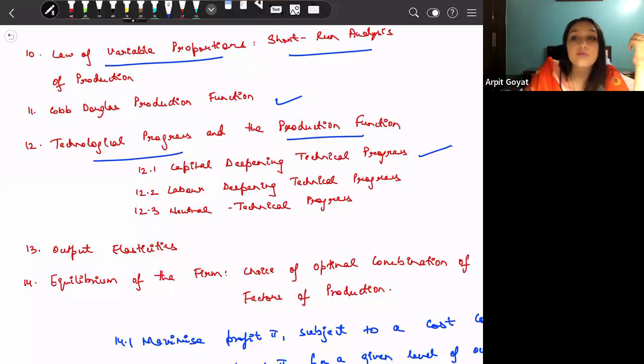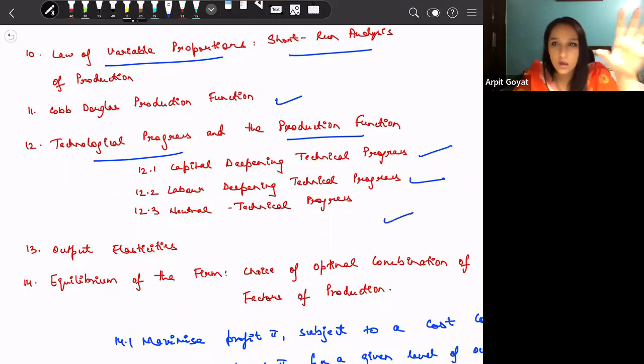Capital deepening technical progress, मतलब अगर हमारा ऐसा technological progress हो रहा है जिसमें हम capital का ज़्यादा use कर रहे हैं, तो फिर हमारा उसका क्या impact होएगा? अगर labor deepening है तो क्या है? Neutral, मतलब दोनों का हम लोगों का same amount से increase कर रहा है, तो फिर हमारा क्या impact होएगा? तो यहाँ से भी हमारे questions आते हैं.